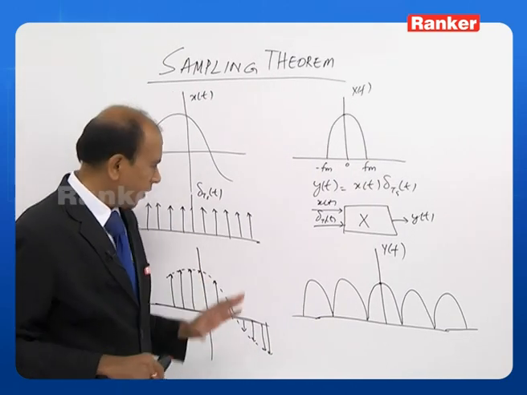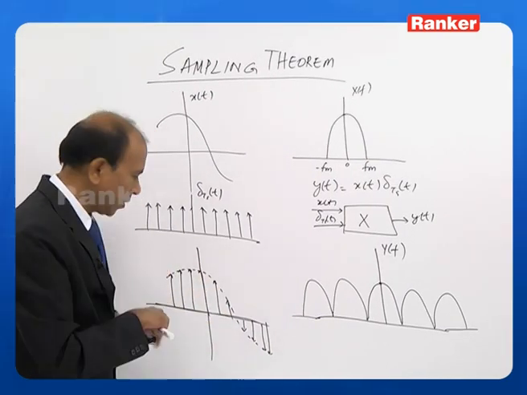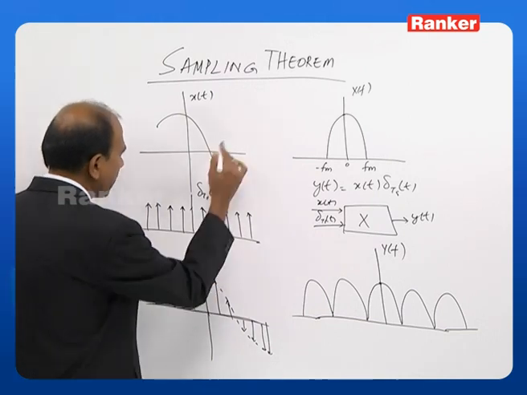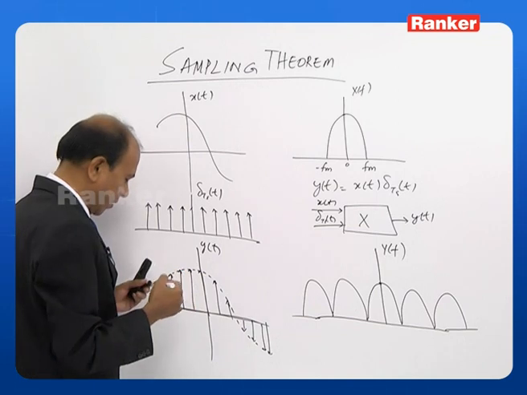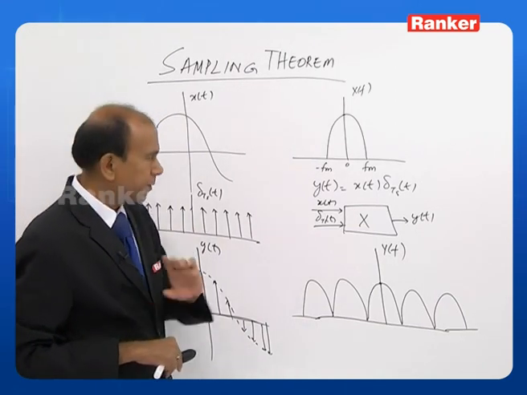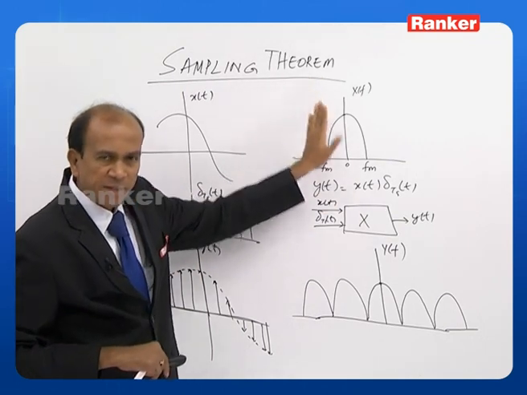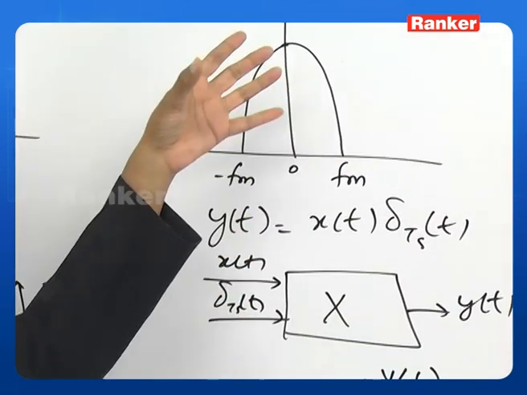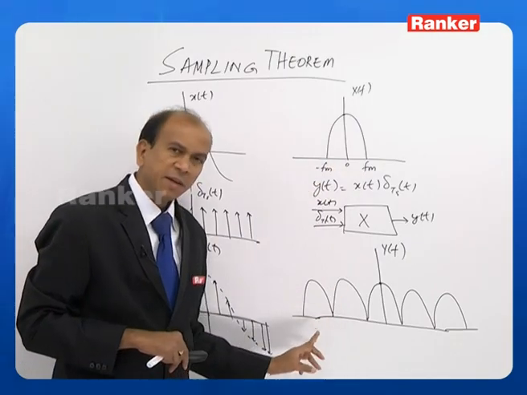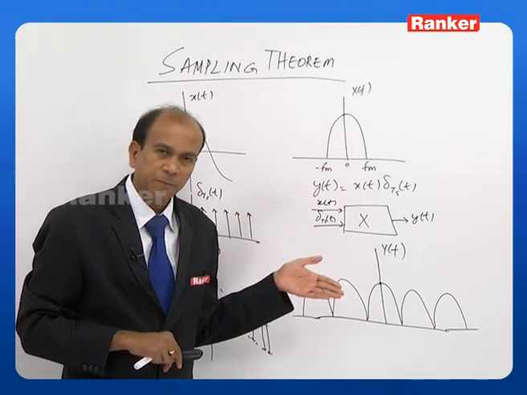So, what is it we are doing? This is my y of t, this is the product of these two. So, how did I get y of t? I have multiplied these two, then I got y of t. The frequency spectrum is like this. If you see this y of f here, this is my x of f, this is y of f. If you see closely, y of f is nothing but repetition of x of f.